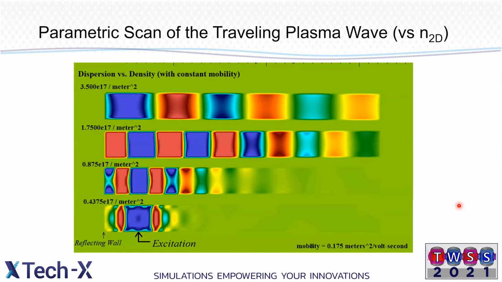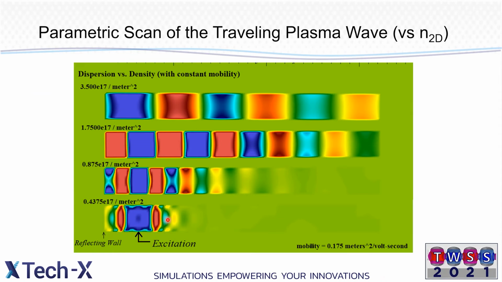So what can we do with these simulations? Well, for example, we can verify the dispersion relation. So here is a scan. Each one of these is a two-dimensional electron gas excited over here on the left-hand side. And then you can see there's a different number density, number per meter squared, for each one of these. They all have the same mobility. And you can see the wave gets excited. It has a certain wavelength, and because of the mobility, the wave also damps off pretty quick.